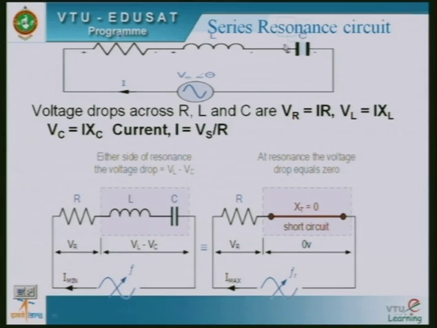Similarly, the same current flows through the capacitance. This capacitance will have the capacitive reactance. The voltage across the capacitance is I into XC. The total current or maximum current can be calculated with the supply voltage divided by resistance, Vs by R. This is a typical RLC series circuit.